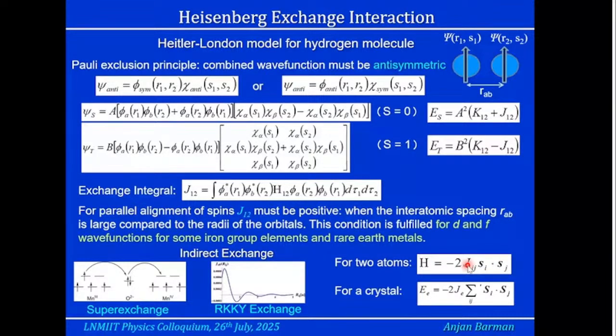On the other hand, if they are antiparallel, then Si dot Sj will be negative, and Jij has to be negative. So these two negatives cancel out, and you will have a net energy which is negative, which will give you the stable or equilibrium state. So this is for two atoms, and for a crystal, you can have a summation over ij. Here Jij can be taken out of the summation, and then this is Si dot Sj summed over ij for a crystal periodic arrangement of atoms.